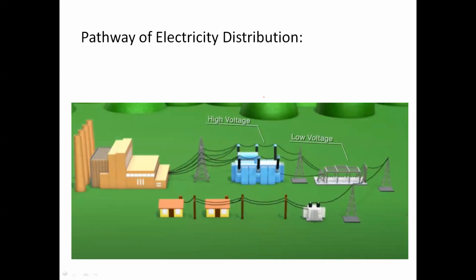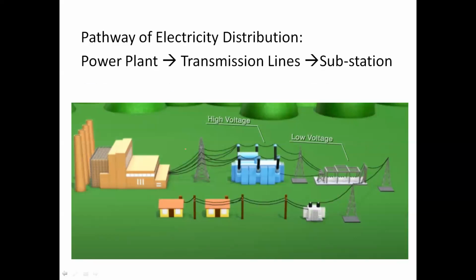And as a summary of the pathway of this electricity distribution, it's from the power plant here, whatever type of power plant, whether the source is geothermal, nuclear, or coal powered. They drive the turbine inside the power plant, which drives the generator and converts this energy into electrical energy. Then it's sent to the transmission lines.